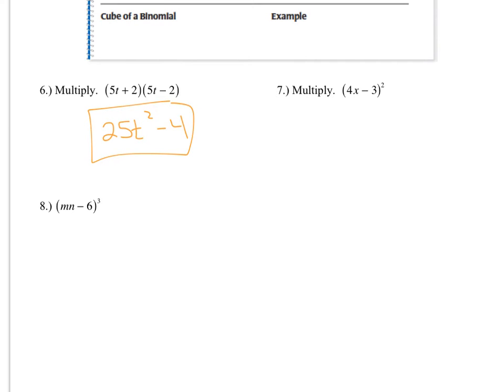For number 7, remember when you have a quantity squared, that means 4x minus 3 times itself, 4x minus 3. And then when you FOIL that, you'll have 16x squared minus 24x plus 9.